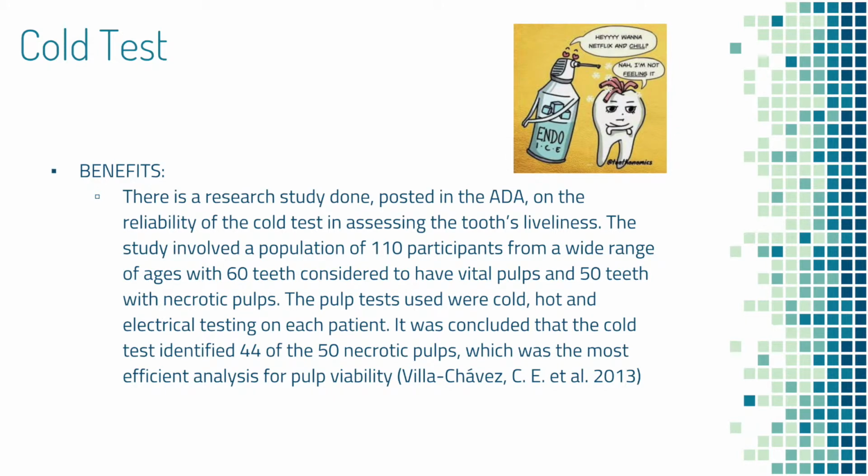There was a study done back in 2013 that involved 110 participants, with 60 teeth considered to have vital pulps and 50 teeth to have necrotic pulps. When comparing the cold test to a hot test and to an electrical test, the cold test identified 44 out of those 50 necrotic pulps, which was the most efficient analysis for pulp viability.